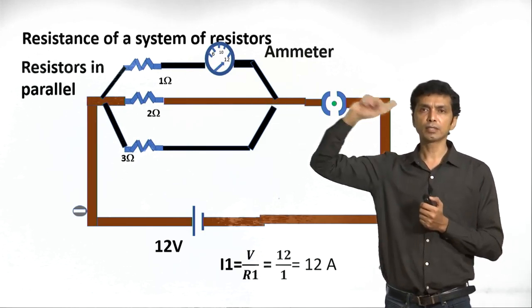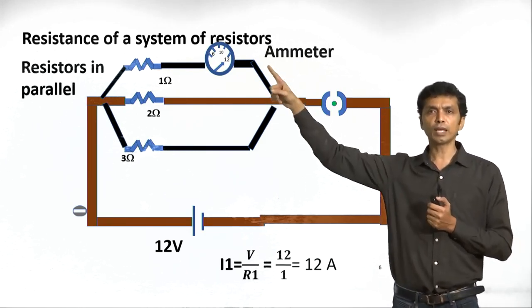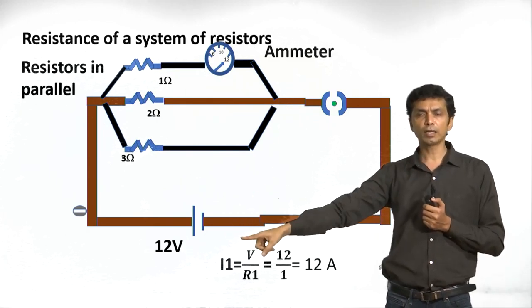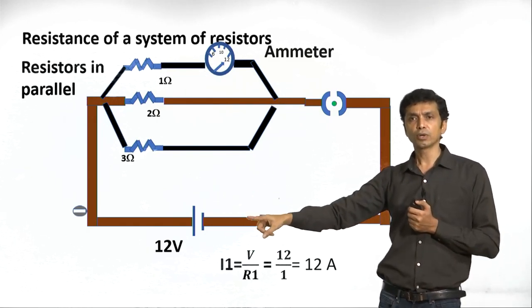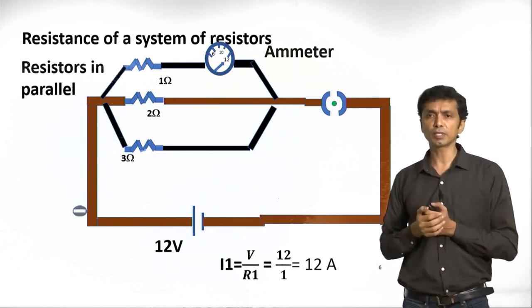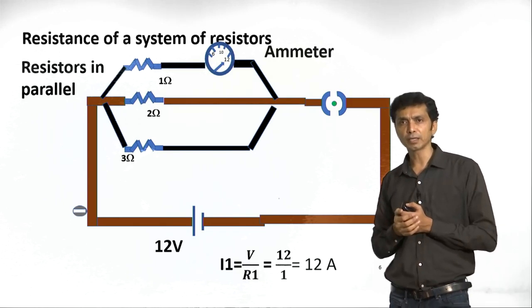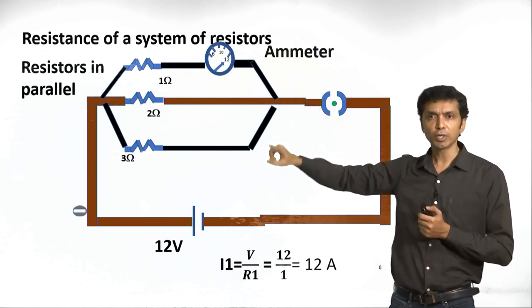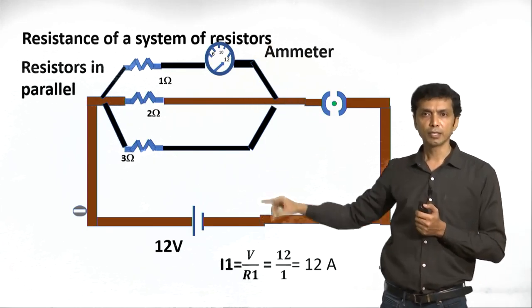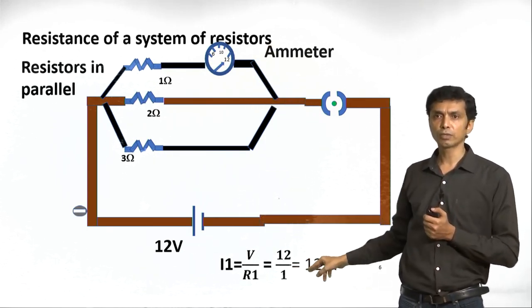So how did we get 12? 12 by 1 is 12. So what is 12? It is current. What is this 12? It is the potential difference. So potential difference by the first resistor, that is the 1 ohm resistor, is equal to 12 ampere. So that is what we have got here. Because of the potential difference and the resistance, we have got the current as 12 ampere here.